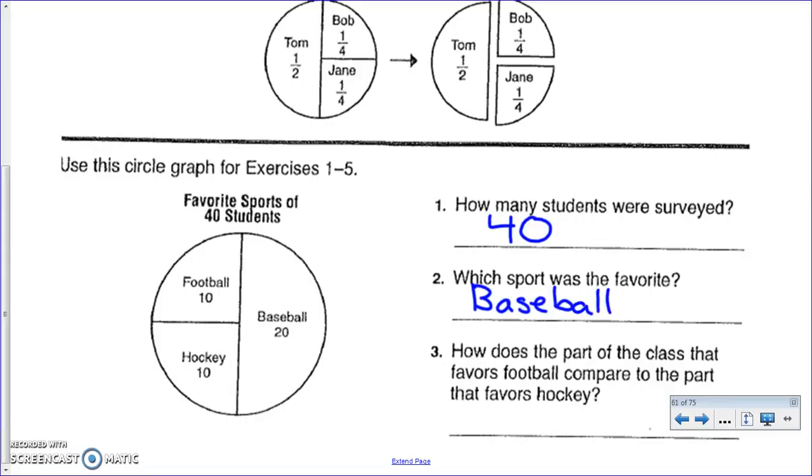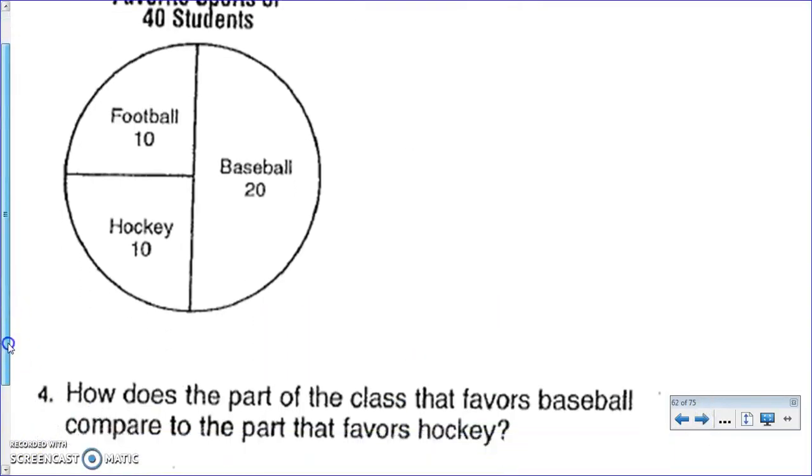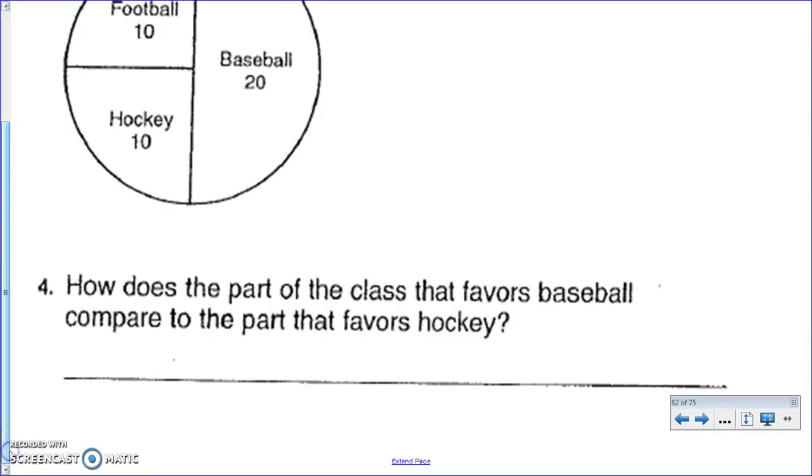How does the part of the class that favors football compare to the part that favors hockey? And we can tell they're equal because they both have 10 votes and 1/4 of the graph. Number 4, how does the part of the class that favors baseball compare to the part that favors hockey? And we can see that twice as many students prefer baseball over hockey.